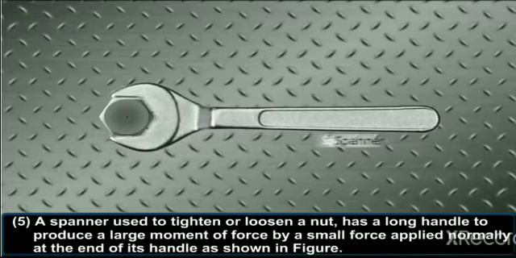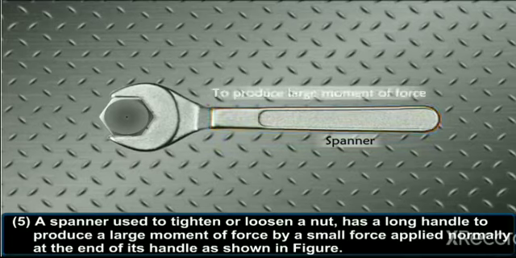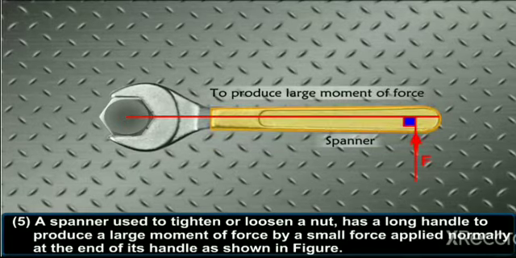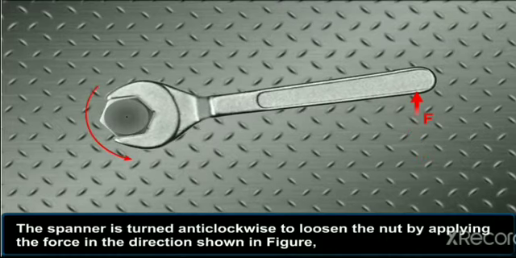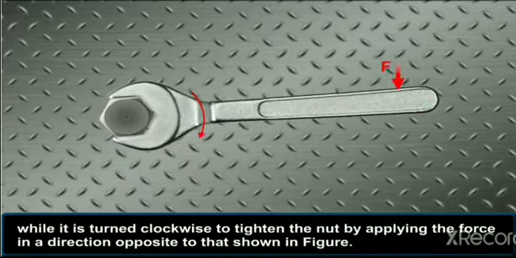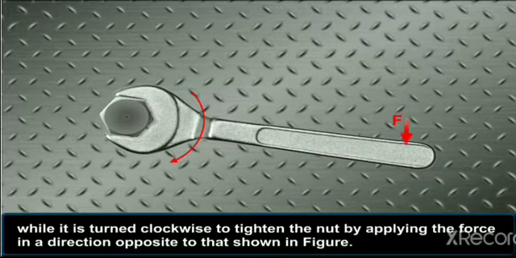Examples of moment of force. 5. A spanner used to tighten or loosen a nut has a long handle to produce a large moment of force by a small force applied normally at the end of its handle, as shown in figure. The spanner is turned anti-clockwise to loosen the nut by applying the force in the direction shown in figure, while it is turned clockwise to tighten the nut by applying the force in a direction opposite to that shown in figure.